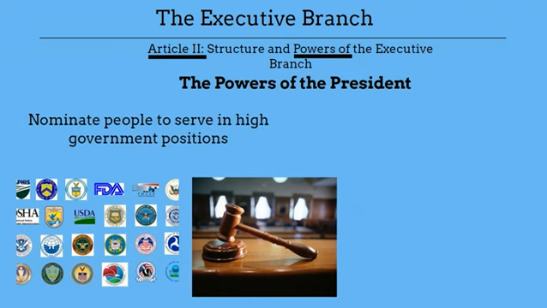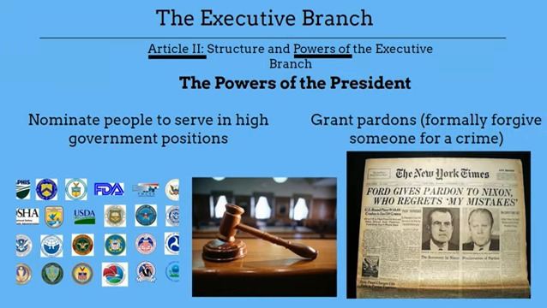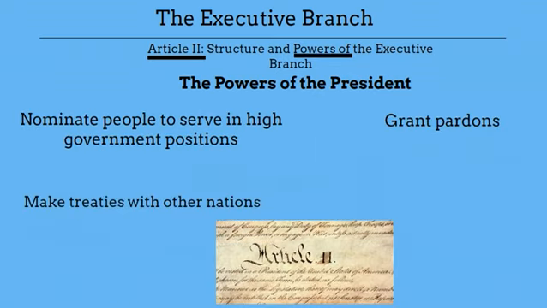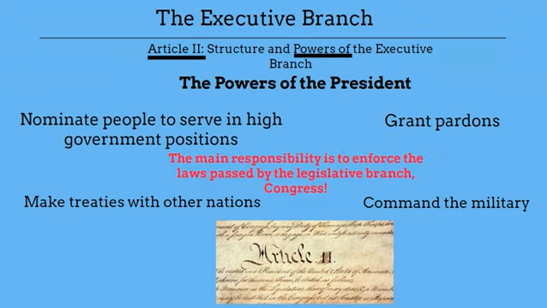The President also has the power to grant pardons or formally forgive someone for a crime. Those are quite a few powers of the President. Let's go ahead and summarize them to make sure we know them. So according to Article 2, in addition to nominating people to serve in high government positions and grant pardons, the President can also make treaties with other nations and command the military. But his main responsibility is to enforce the laws passed by the legislative branch, Congress.